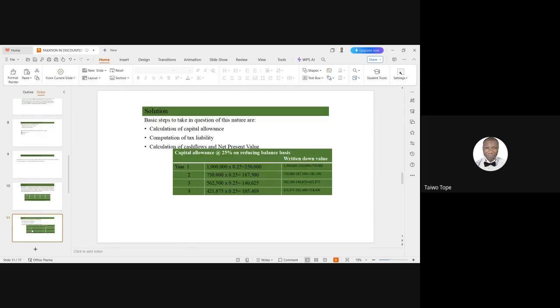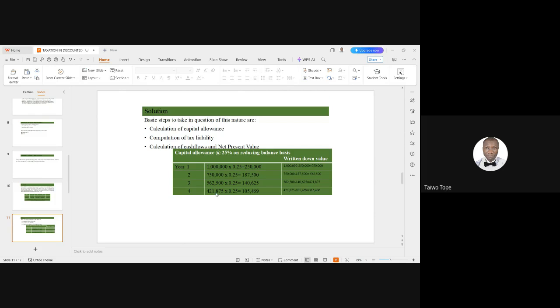Now, the solution. The basic steps to take in answering these questions is that you need to calculate your capital allowance, you need to compute your tax liability, and you need to show the computation for your cash flows and the net present value. Now, in doing this, computation of your capital allowance at 25% on reducing balance basis.